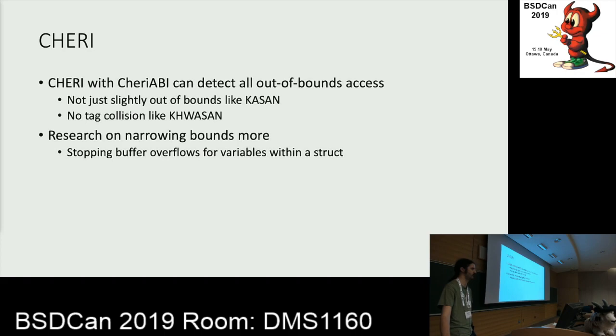And there's possible research going on about narrowing bounds even more, so we can ask, can you detect out-of-bounds accesses within a struct? If you've got an array, for example, or another struct within a struct, you want to make sure you don't accidentally go out of that data and into the parent and do things that ASAN may not be good at finding.